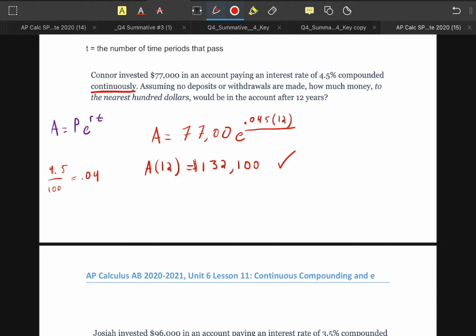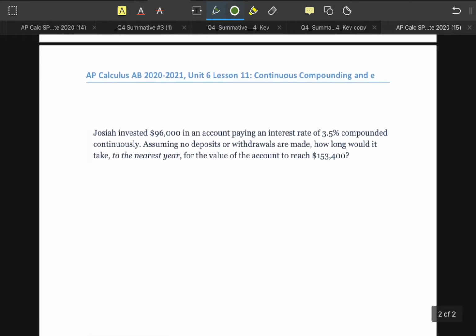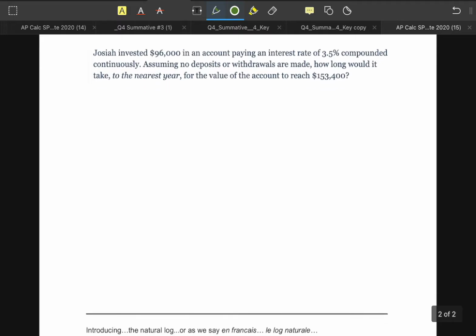We're going to do one more problem. We're going to do one of these backwards, where I give you a goal, and you try to tell me how many years it will take. So again, I'll give you the rate and the starting amount. We're going to try to figure out the years. So let's see here. Josiah invested $96,000 in an account paying 3.5% interest compounded continuously. So I see that and I say, okay, A equals P e to the rt. Got to be working with that. So I know P is 96,000.